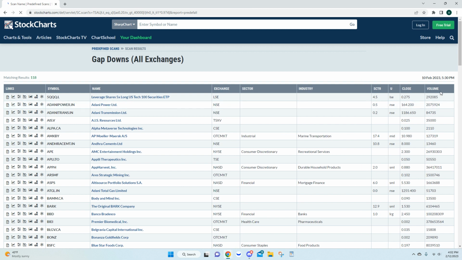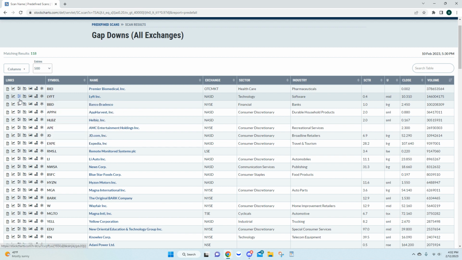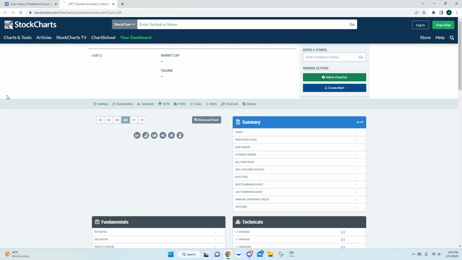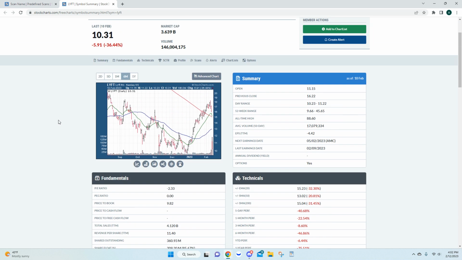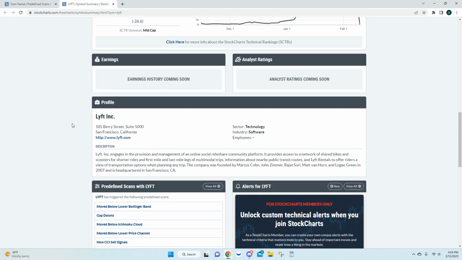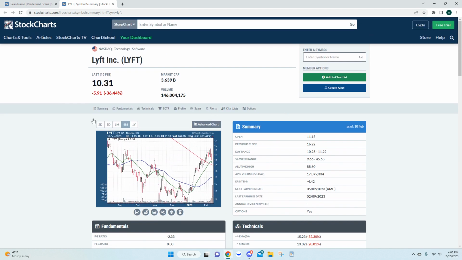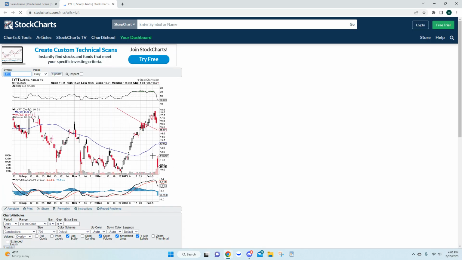Let's look at a gap down one here, see if we can get a good one. Come in here and filter it by volume. So Lyft had earnings, they gapped down, and I believe we can get summaries here too. Yep, if you come in here, you'll get a summary of the security. I use a different website for this. I don't really dig into it here. It's just for looking at the scans for me. But let's take a look at this chart here. We're going to probably see a gap down on Lyft. They had earnings.